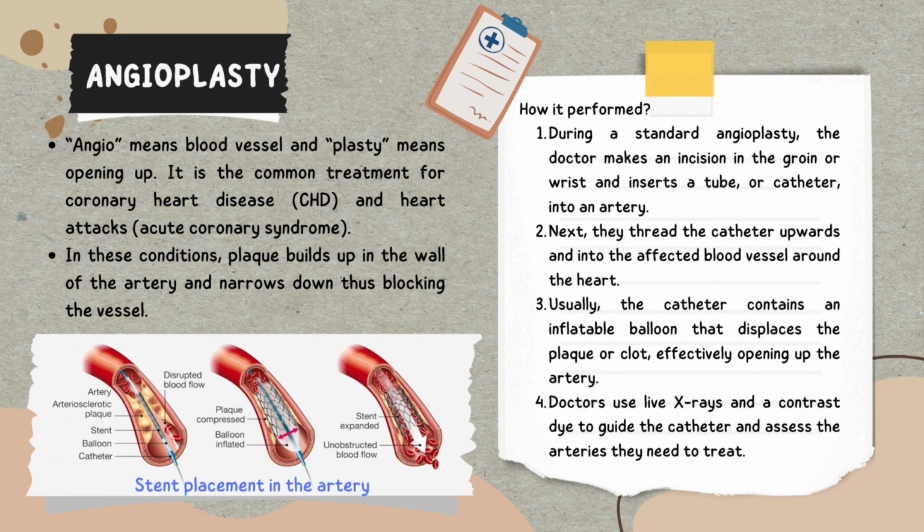There are generally 4 steps. First, during a standard angioplasty, the doctor makes an incision in the groin or wrist and inserts a tube or catheter into an artery. Next, they thread the catheter upward and into the affected blood vessel around the heart. Third, usually the catheter contains an inflatable balloon that displaces the plaque or clot, effectively opening up the artery. And lastly, the doctor will use live X-ray and contrast dye to guide the catheter and assess the arteries they need to treat.